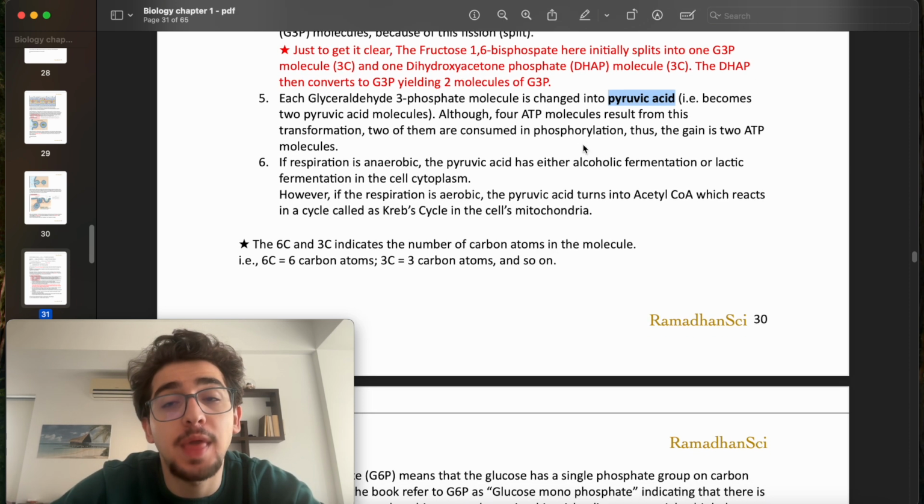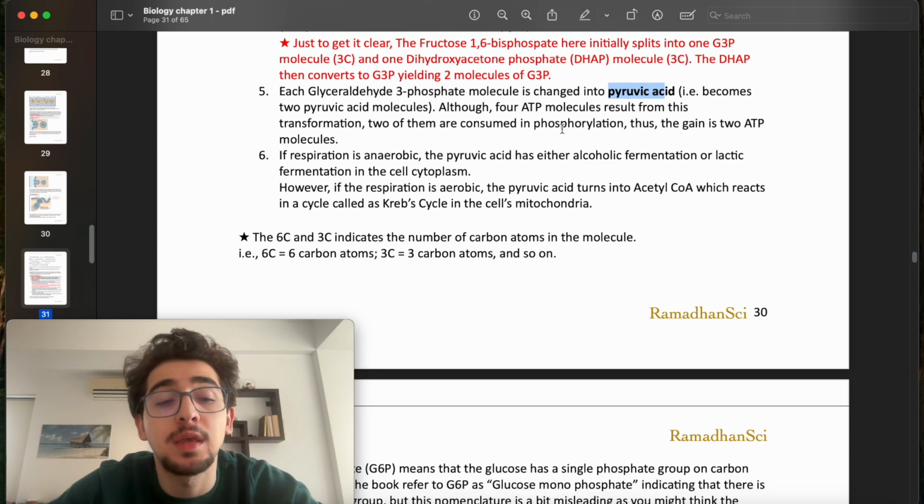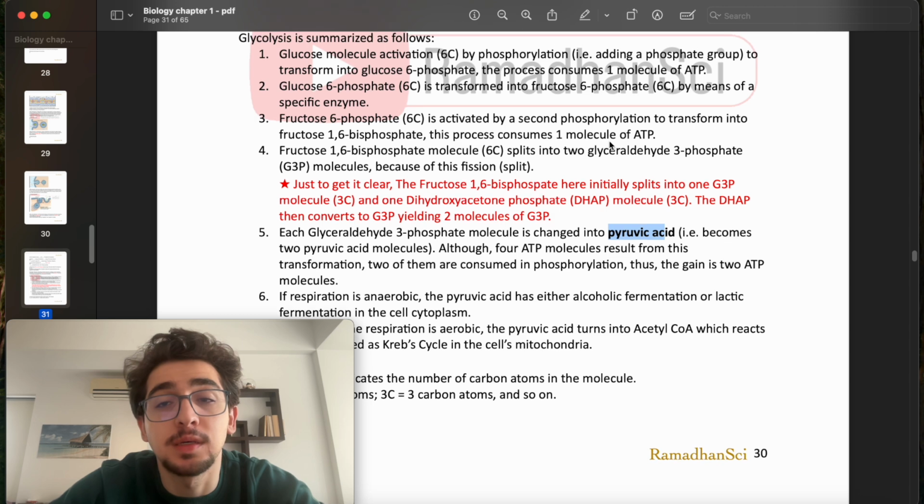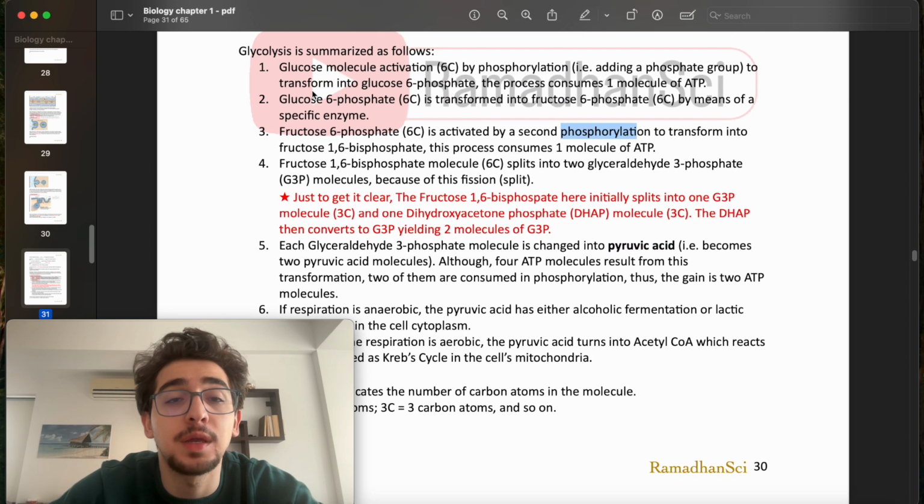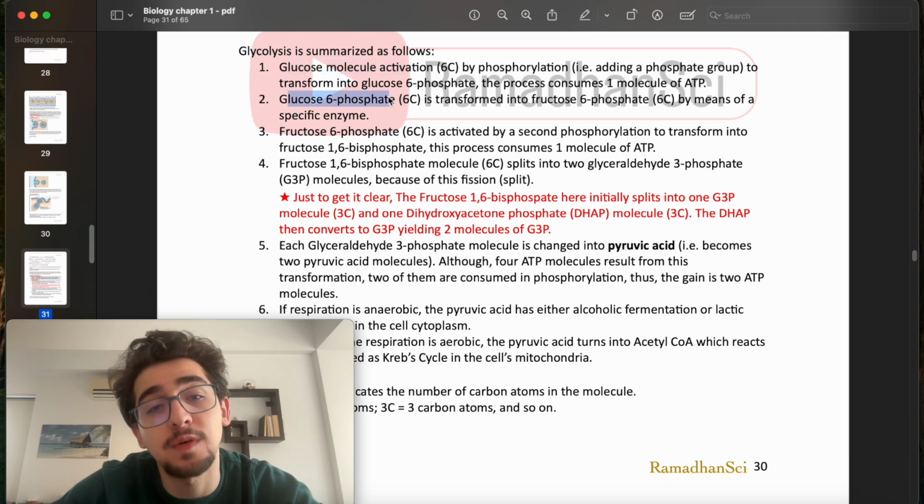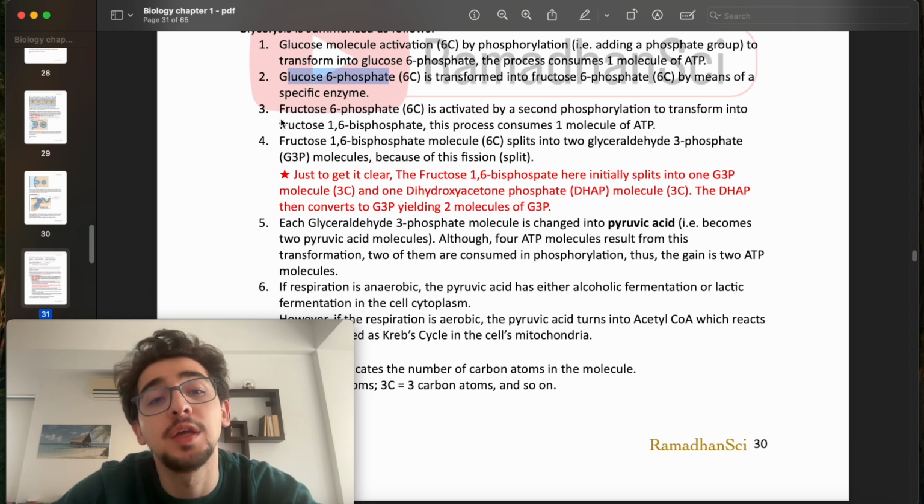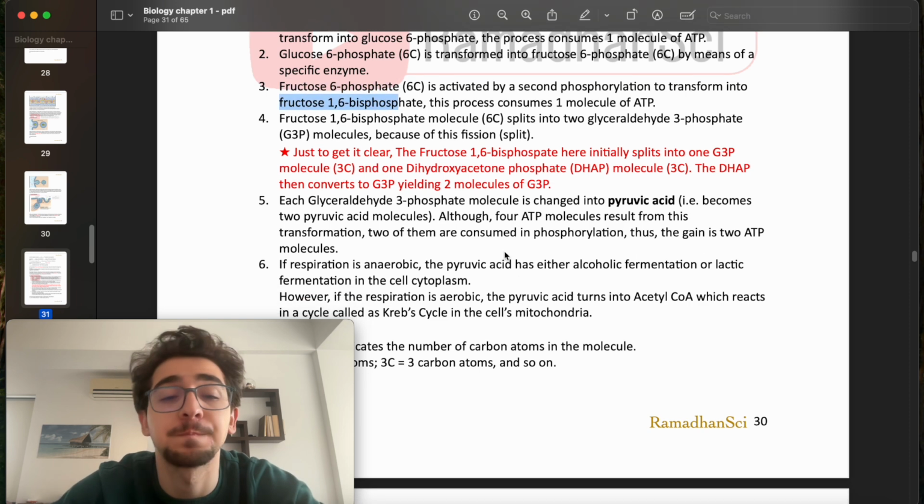But if they ask you about the ATP that is obtained from the conversion of G3P into pyruvic acid, there are 4 ATP. And the reason is because we consumed 2 ATP in the phosphorylation process when we phosphorylated the glucose into glucose 6-phosphate, and when we converted the fructose 6-phosphate into the fructose 1,6-bisphosphate.